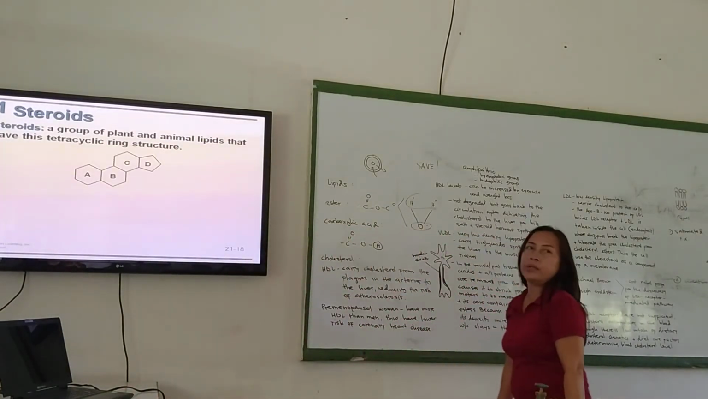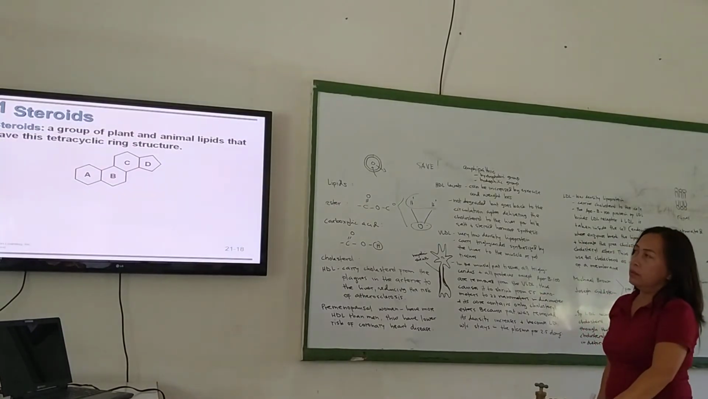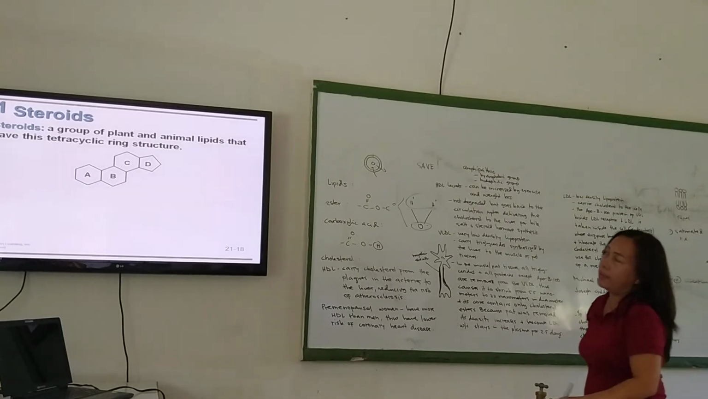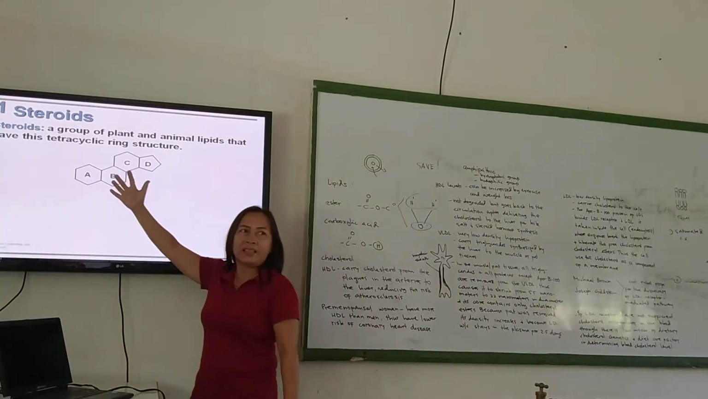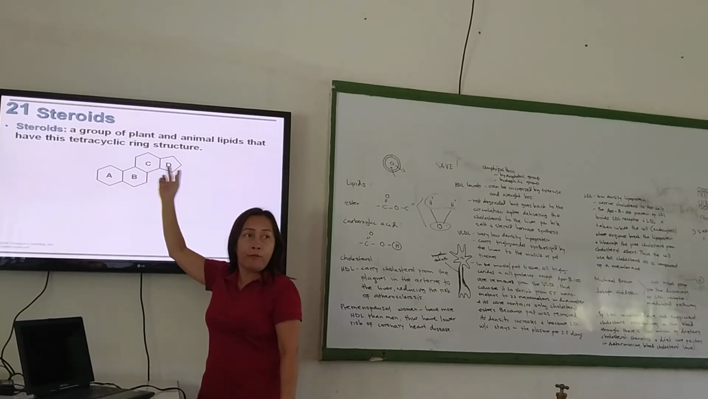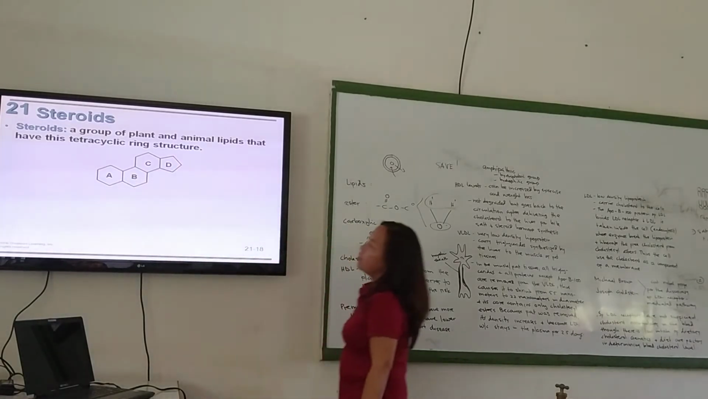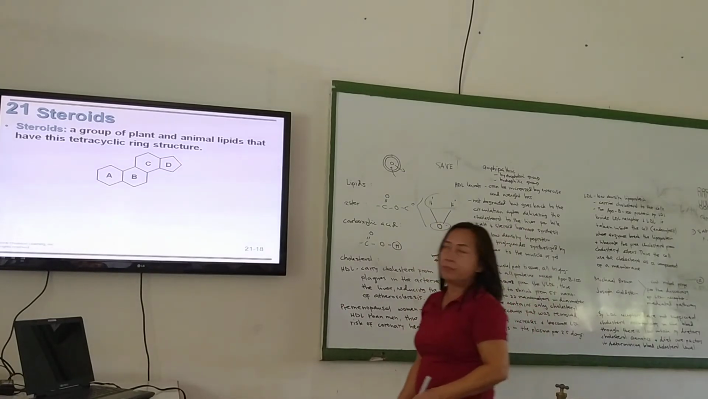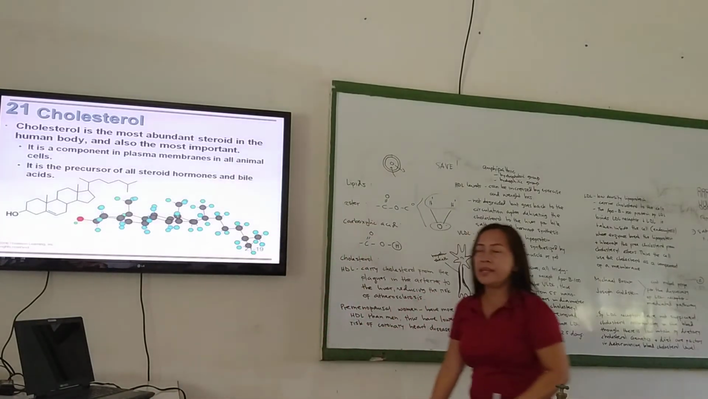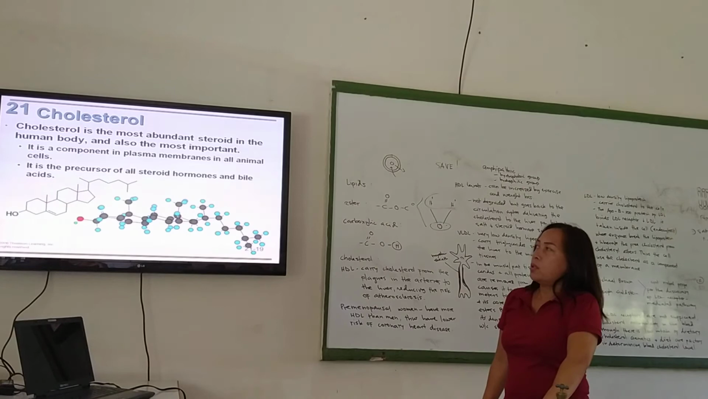Now another we have is steroids. You are very, very familiar with steroids. It is a group of plant and animal lipids that have a tetracyclic ring structure. Tetra means 4, so the steroids consist of 4 rings: 1, 2, 3, 4. That is a tetracyclic ring, all steroids. An example is cholesterol.